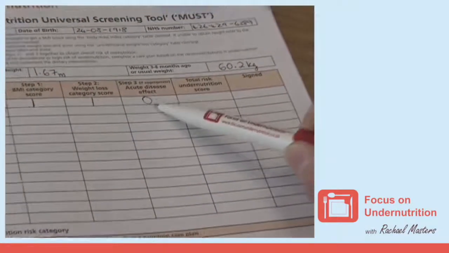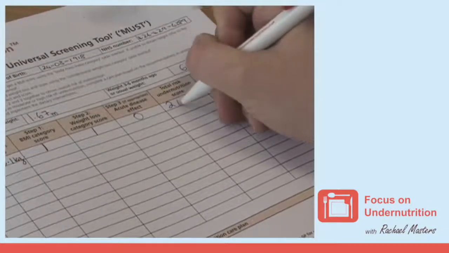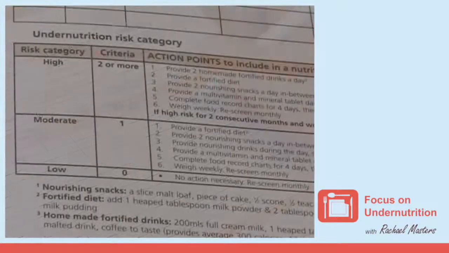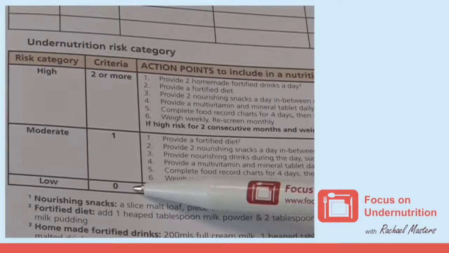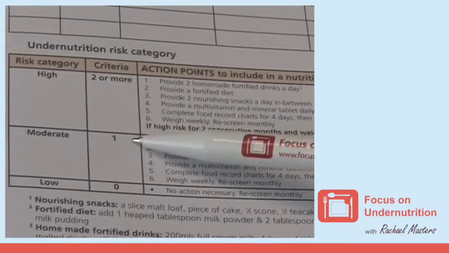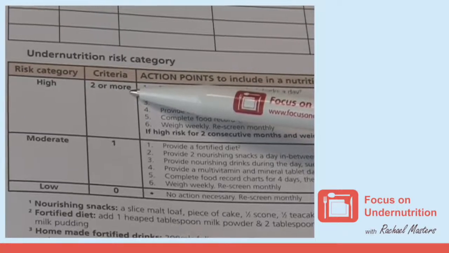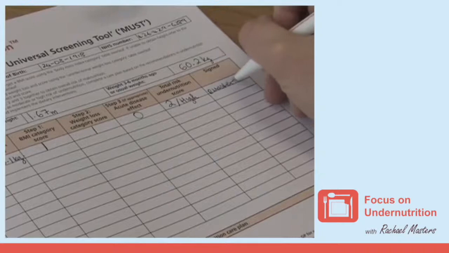To determine the risk of undernutrition, add up the scores in the 3 columns. A total score of 0 equals low risk of undernutrition, 1 equals moderate risk, and 2 or more equals high risk of undernutrition. Mrs. Green scores a 2 and is therefore at high risk of undernutrition.